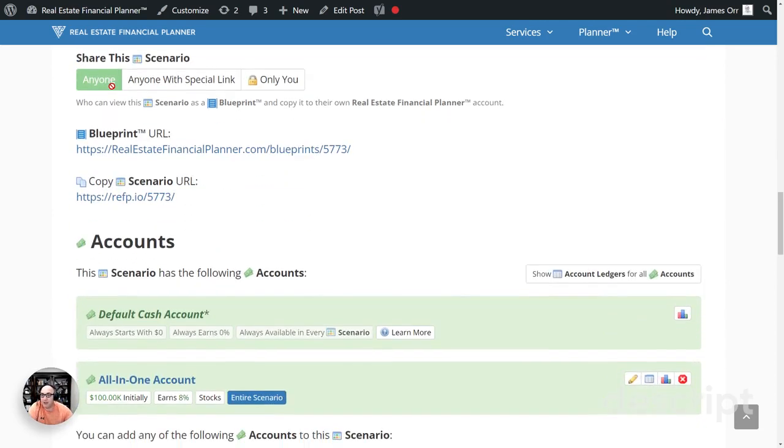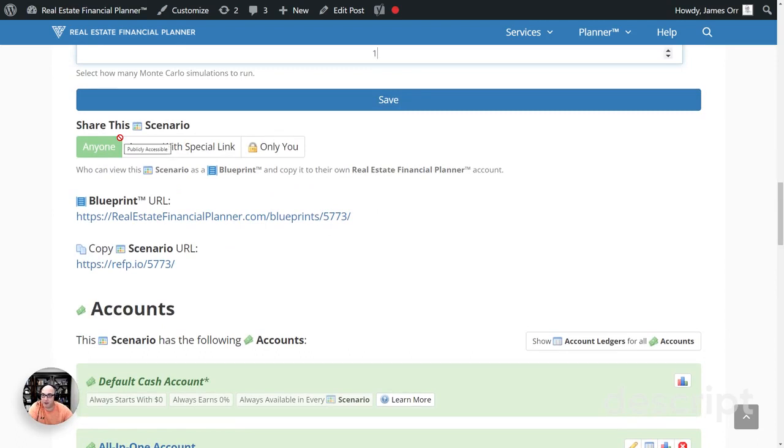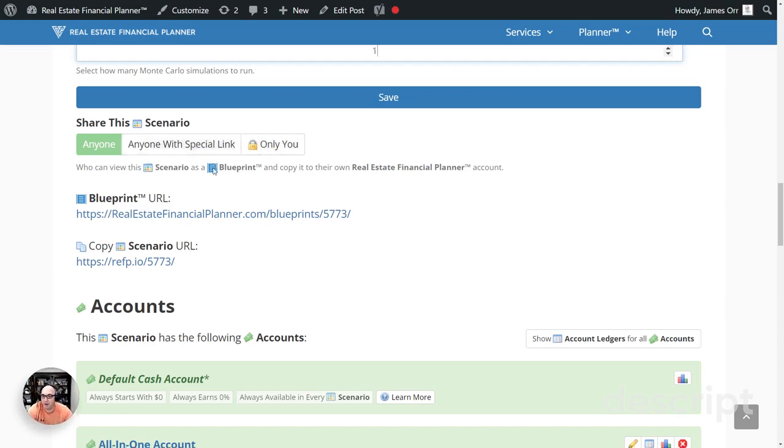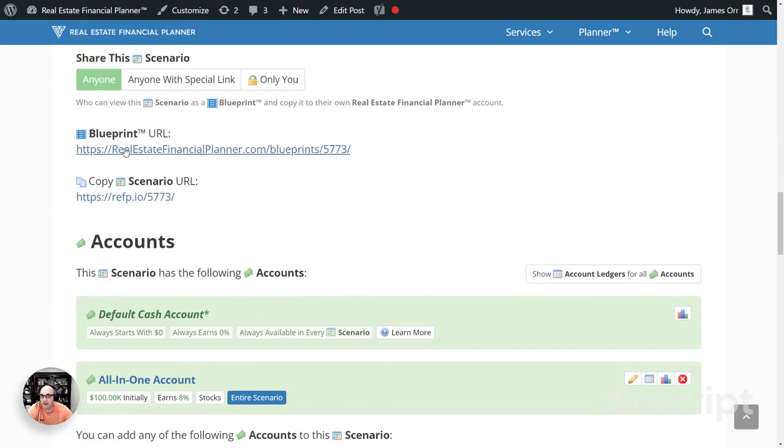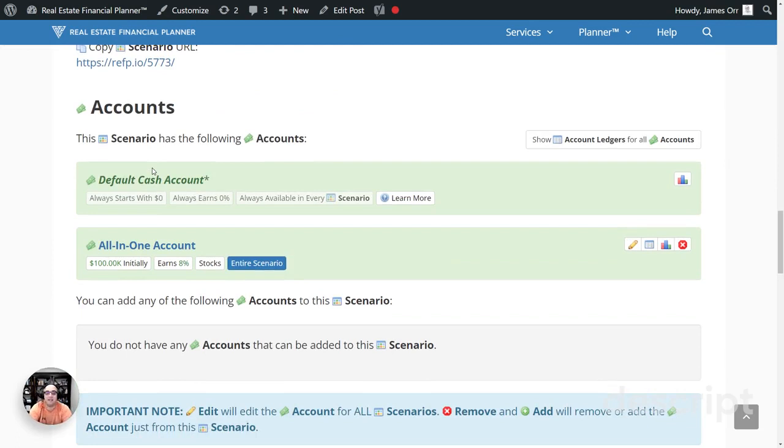In this case, we're only using one because we're not going to do anything other than static assumptions for all those. You can determine whether or not you want to share this scenario with anyone. You can do it so that anyone can use it as long as they have the link, or anyone you share a special link with, which basically has a password in the link itself, or if only you want access to it, you can set that up there. In this case, because we're making this as a public podcast and we want people to be able to copy her scenario, we set it to be anyone. If you are copying it to yourself, you probably want to make it only you, or anyone with a link if you're going to share it with someone else. And then these would be the links to share with people. Okay, so now let's talk about accounts.